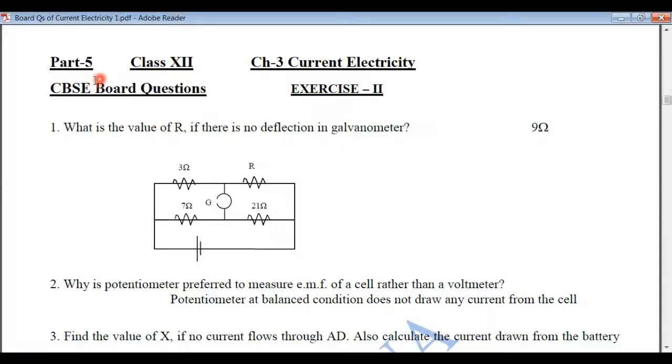This is part 5 of class 12, chapter 3, current electricity. In this part, we'll discuss the CBSE board questions on Wheatstone bridge, meter bridge experiment, potentiometer experiment. So this is exercise 2. In exercise 1, we have discussed the CBSE board questions on resistance, resistivity, factors affecting it, on EMF, terminal potential difference of a cell. Now let's start with the first question.